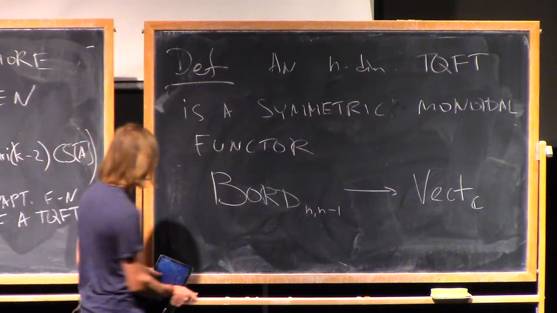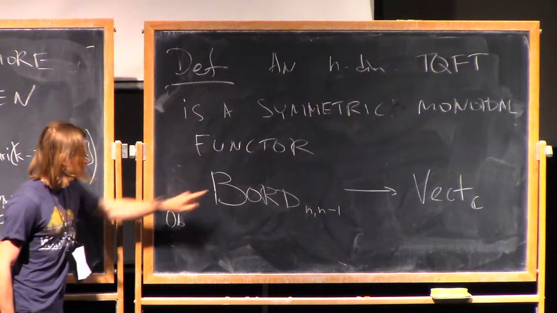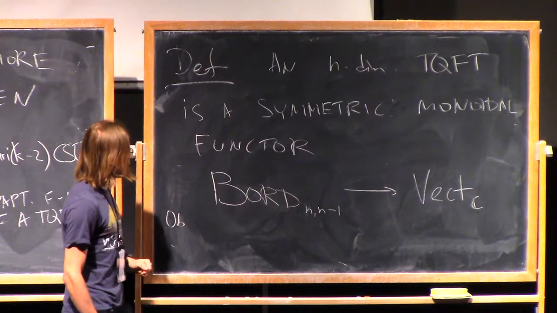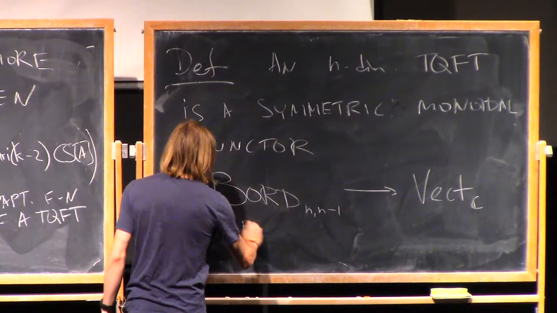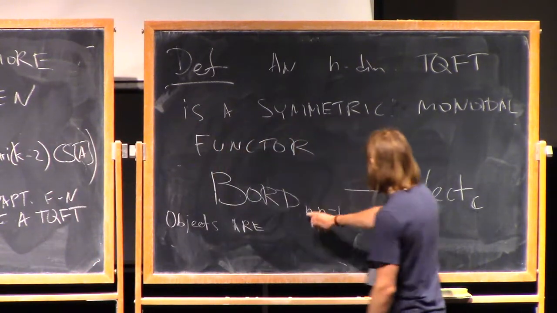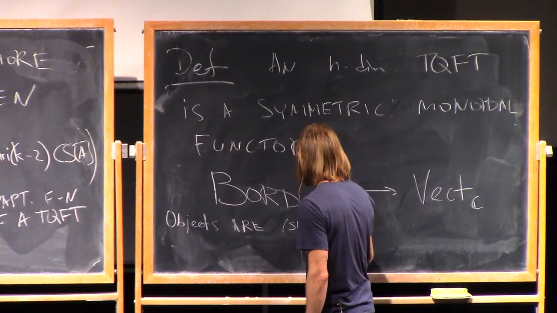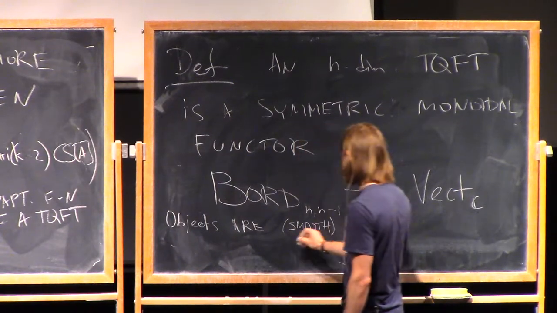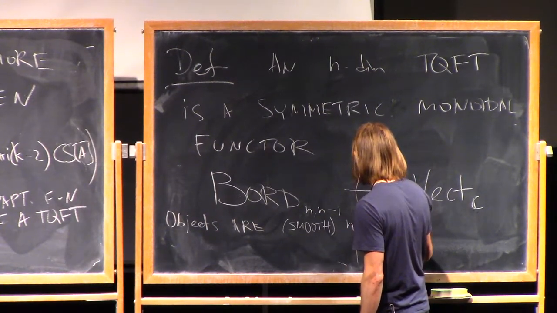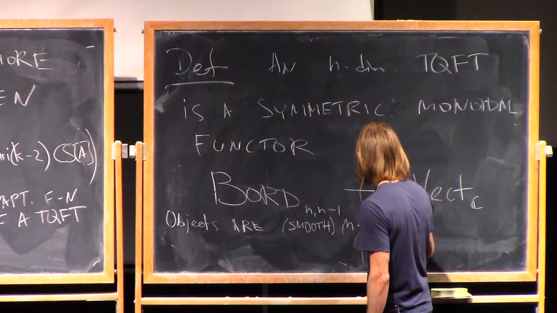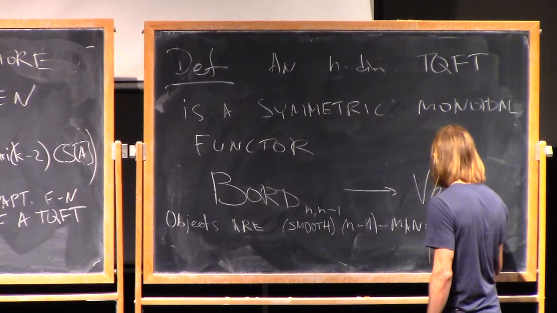And on the left-hand side, let me clarify what I mean by the category of n-dimensional bordisms. I will be interested in the case n equals 3. The objects are smooth, oriented (n minus 1)-manifolds. I can assume smoothness, but in three dimensions it's not really important.